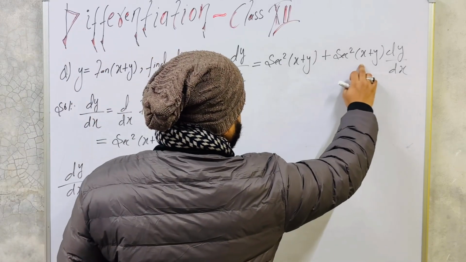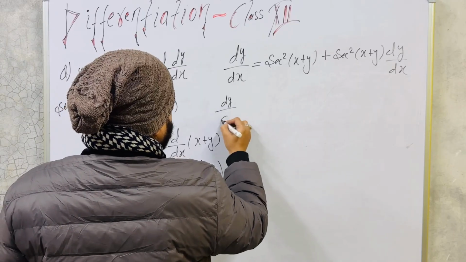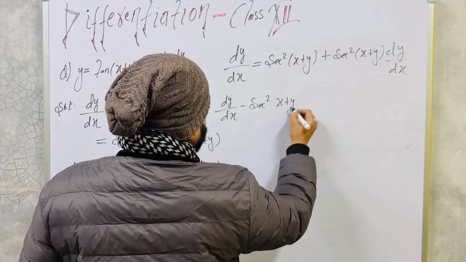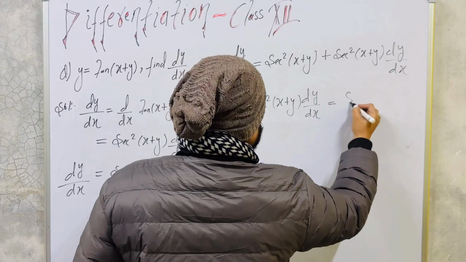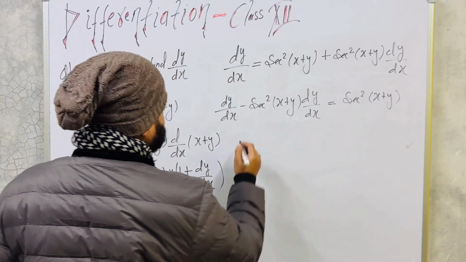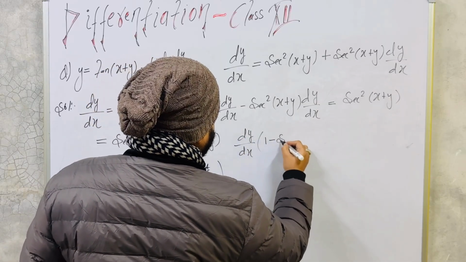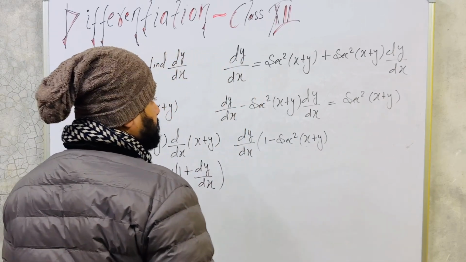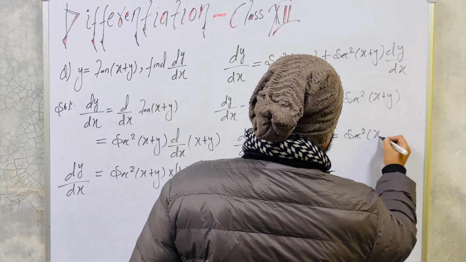Now this sec square x plus y dy by dx are transfer in LHS, it is dy by dx minus sec square x plus y dy by dx is equal to sec square x plus y. We have common dy by dx, 1 minus sec square x plus y is equal to sec square x plus y.